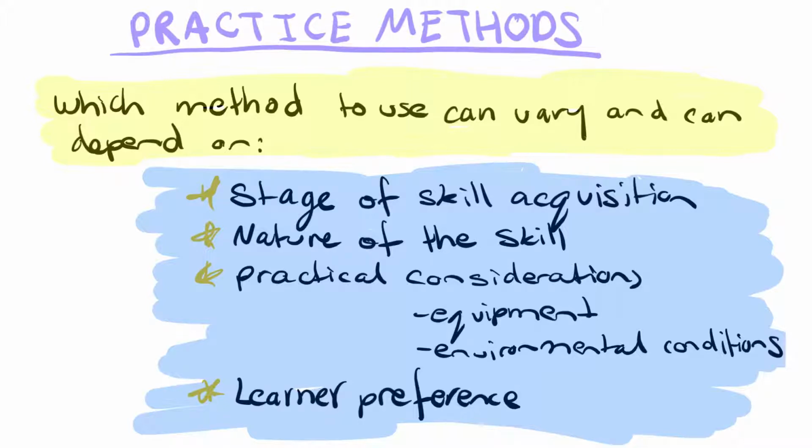And then obviously the learner preference. So if you've got a learner who is a fast learner, they're probably going to prefer mass practice over distributed practice. And the same sort of thing with whole practice over part practice. If you've got a learner at the autonomous or associative stage who has a lot of natural ability, they're more likely to want to practice things as a whole rather than in parts.